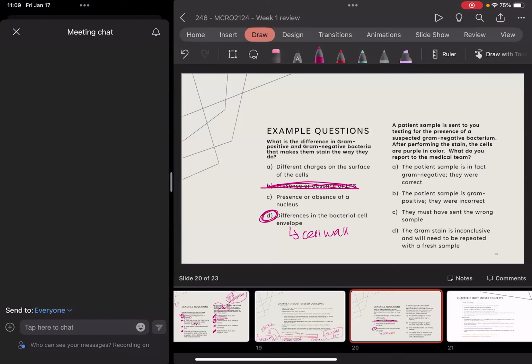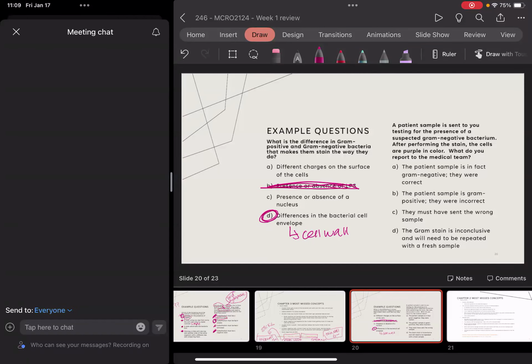And our patient sample is sent to you. And like I said, the test isn't going to tell you that it's a chapter 3 question. And when you get to unit 1, you have to know chapter 4 and 3. So that's how these chapters are going to relate to each other. So I apologize that we haven't got to chapter 4. This definitely applies more to chapter 4. But a patient sample is sent to you testing for the presence of a suspected gram-negative bacteria.